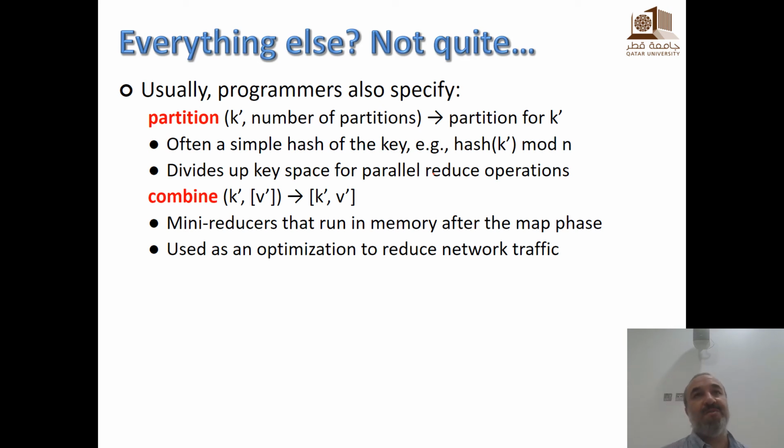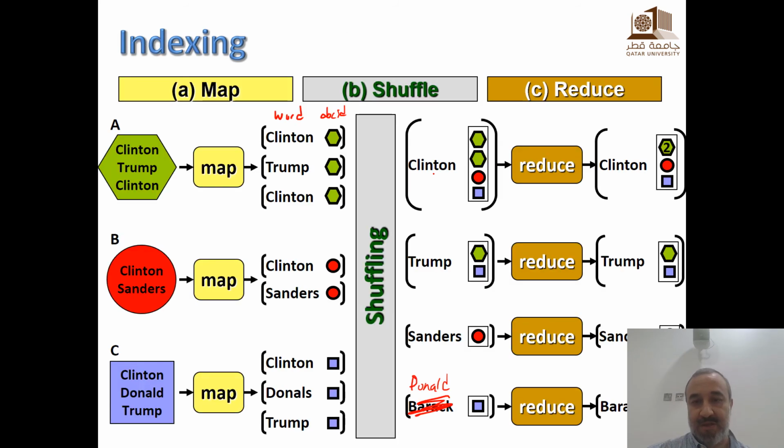What does partition do? Partition tells the framework how to distribute the keys over the reducers. Let's look at here. Who says that this reduce function will take Clinton, and this reduce function will take Trump, and this one will take Sanders, and this one will take Donald? Your earlier question: what if we have only two reducers, and we have 4 keys? Which keys will go to which reducer?